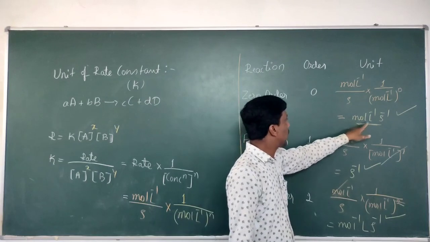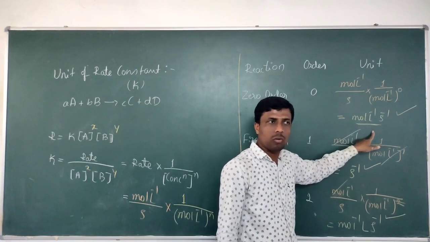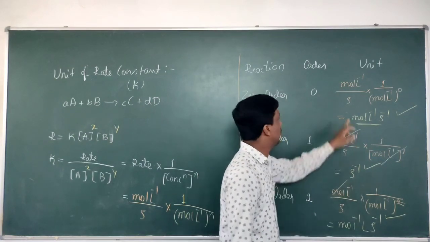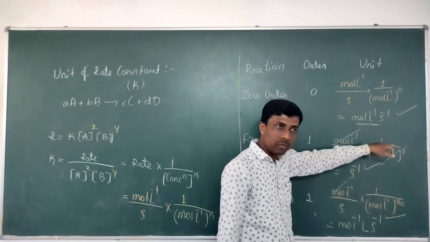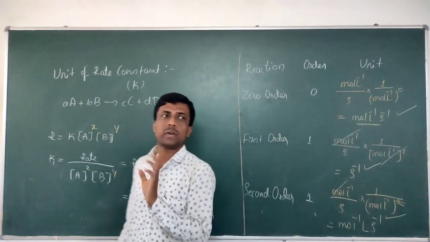It is what? Mole per liter per second. It is the unit for rate of reaction also. It means for zero order reaction, the unit for rate of a reaction as well as the unit for rate constant of a reaction is the same.